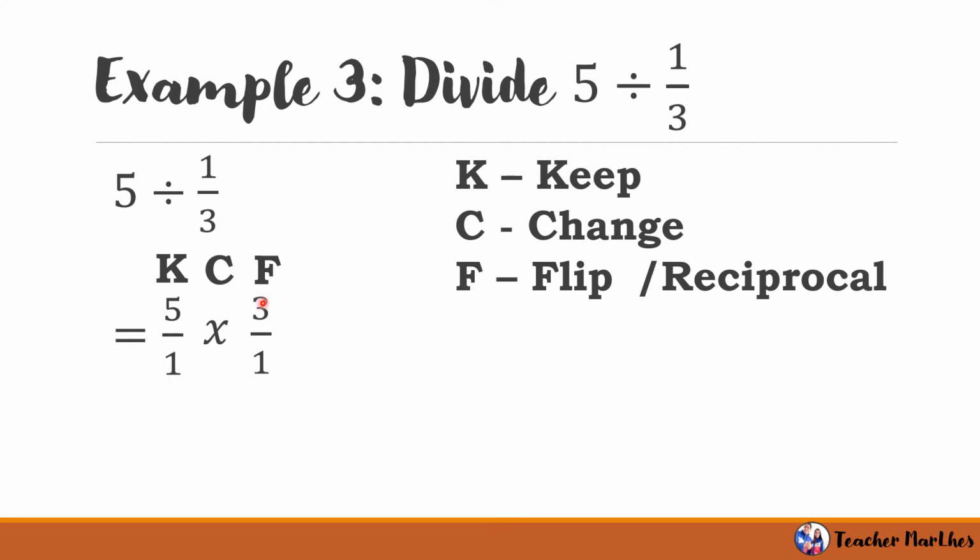So, since 1 naman ito, ang partner ng 3 ay 1 para sa cancellation method, ang 5 naman ay 1. So, hindi natin pwedeng i-cancel yung dalawa. So, proceed to multiplication. So, 5 times 3 is equal to 15. Then, 1 times 1 is equal to 1. So, since 1 ang denominator, para ma-simplify natin to, ang sagot na lang natin dito ay whole number. Kasi po, 15 divided by 1 is equal to 15. Therefore, the final answer is 15.